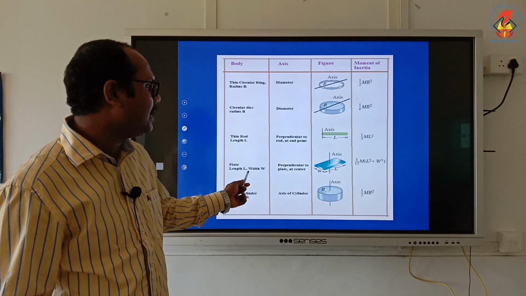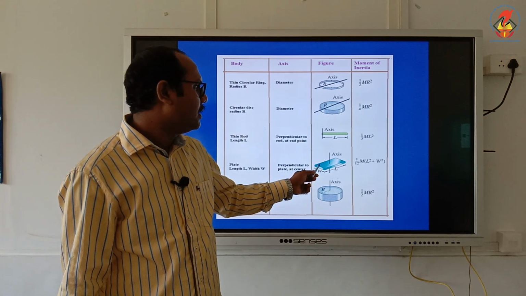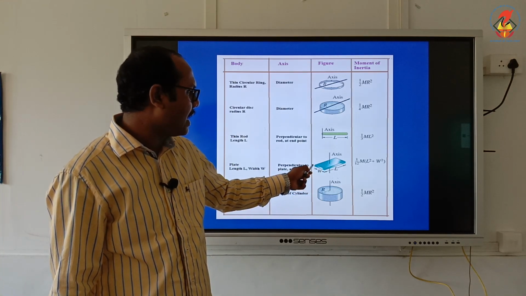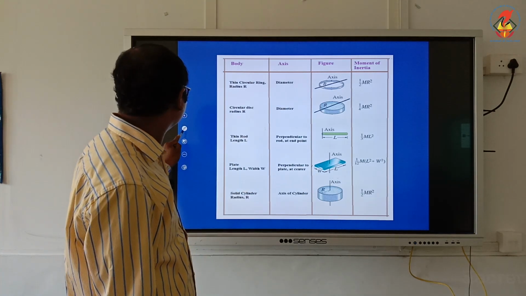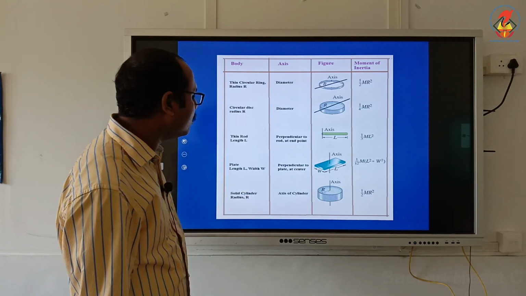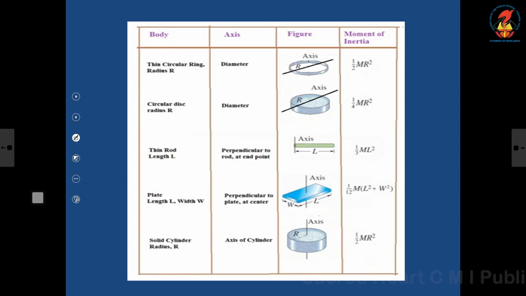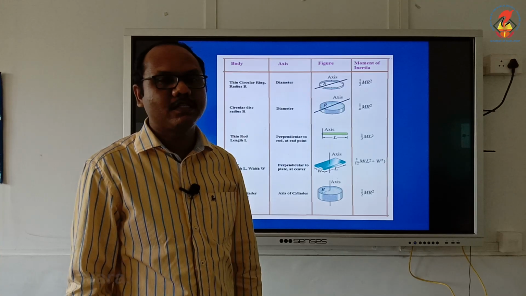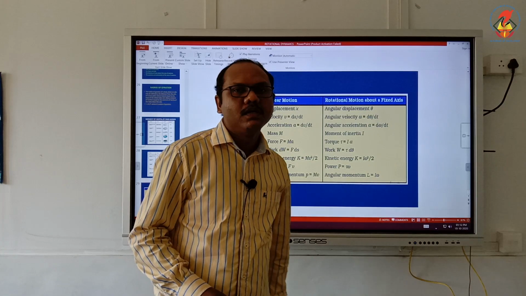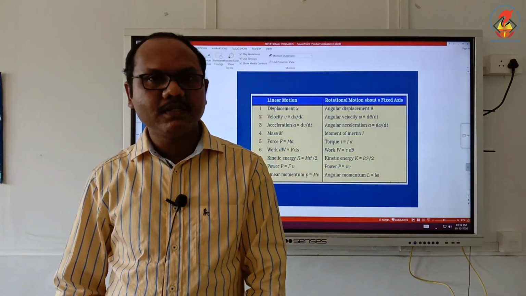Now, for a thin plate, length is L and width is W. So it is 1 by 12 m into L square plus W square. Or you can say length and breadth, 1 by 12 m into L square plus B square. That's what you have to take. So that's all about moment of inertia. Thank you.